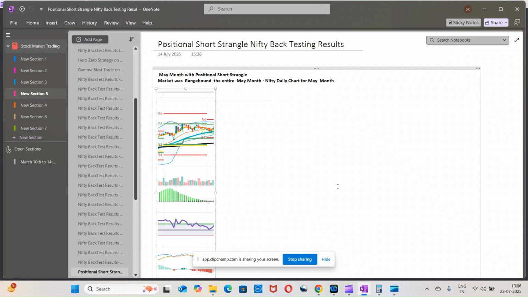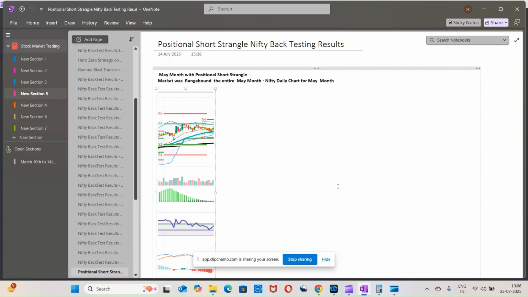Short strangle is a strategy where you feel the market is going to be range bound, then you can deploy this strategy. It has unlimited risk, so if you want to reduce that unlimited risk, you could put a hedge, which we will talk about in the later part of the video.